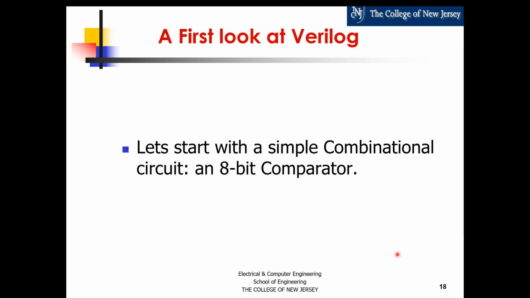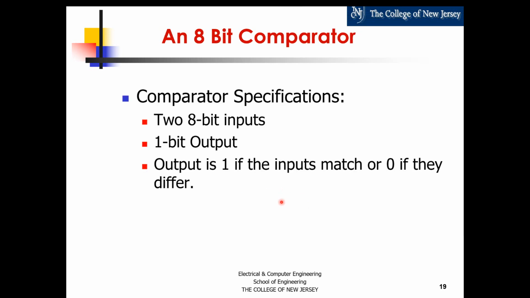So let's start with an example. An 8-bit comparator. And the way that's going to work is that this 8-bit comparator has 2 8-bit inputs and a 1-bit output. And the specification of its functionality is that the output is 1 if the inputs match. It is 0 if the inputs differ. Okay?